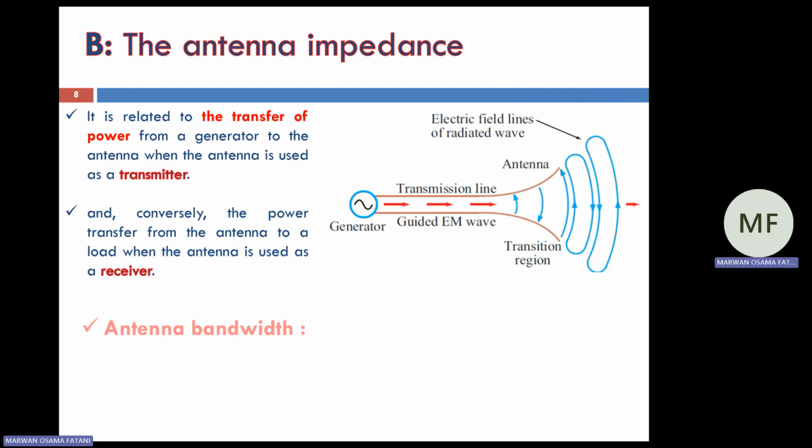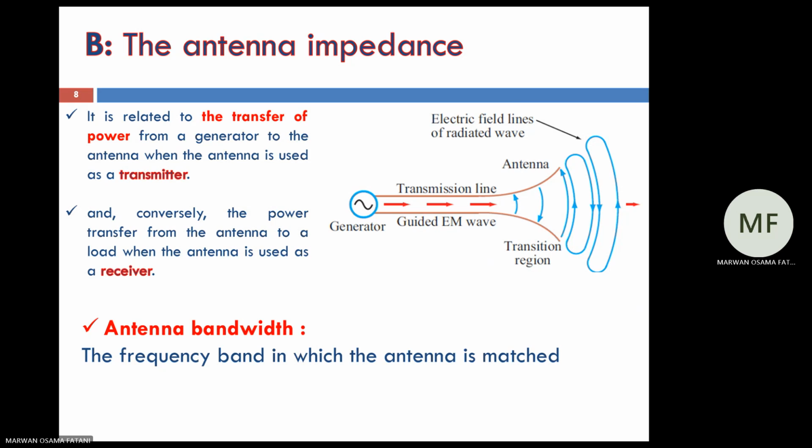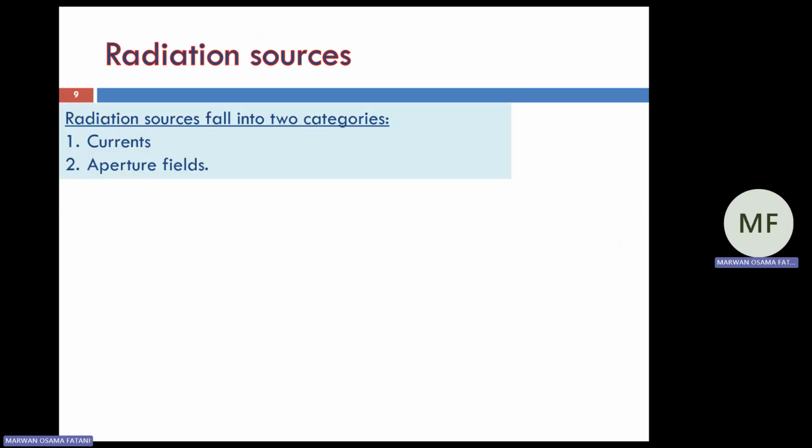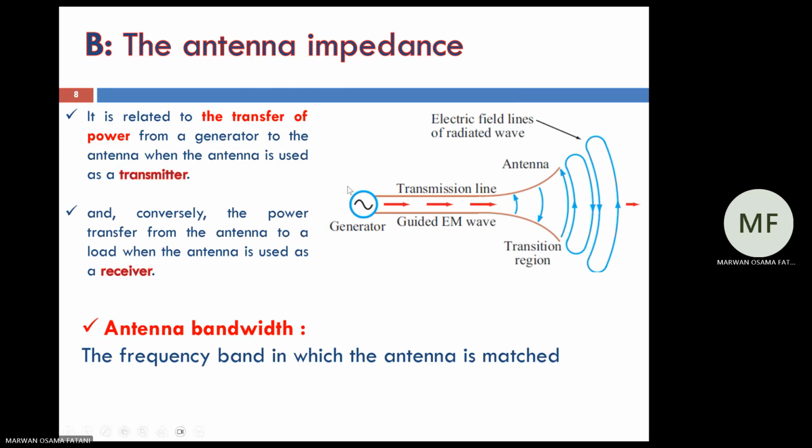The antenna impedance is how much resistance the antenna offers to the electrical current. This has to do with the transfer of power from a generator to the antenna when the antenna is used as a transmitter. And also, since it's a reciprocal device, when the antenna receives a signal.